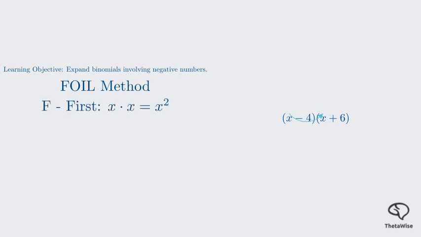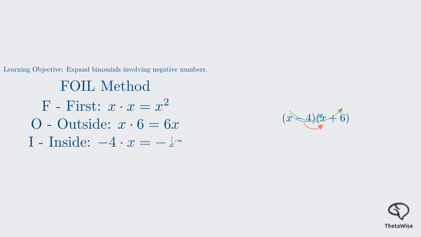In your IGCSE exams, you will often encounter binomials that include negative signs. This is where most students lose marks, so let's be very careful here. Consider the expression (x - 4)(x + 6). Let's apply the FOIL method again, but pay close attention to the signs. First, x times x is x squared. Outside, x times 6 is positive 6x.